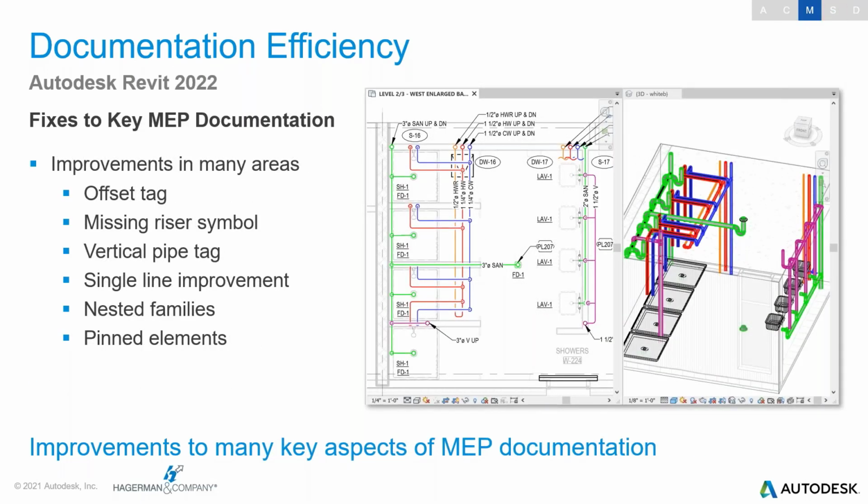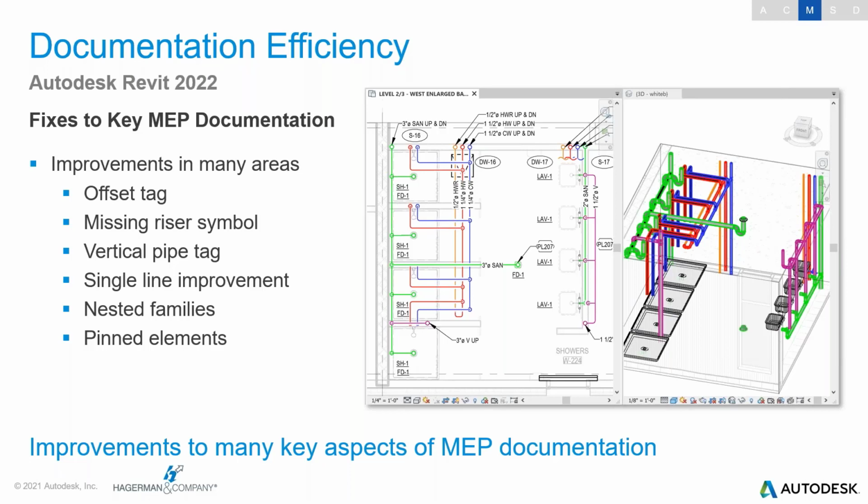All right, so Revit 2022 includes improvements to many key aspects of MEP documentation. There has been an improvement to tags and rise and drop symbols. Previously, tags on vertical pipes in plan view were not reporting the system names and abbreviations, and the rise symbol did not appear in a single line for certain situations, and now they report as expected.